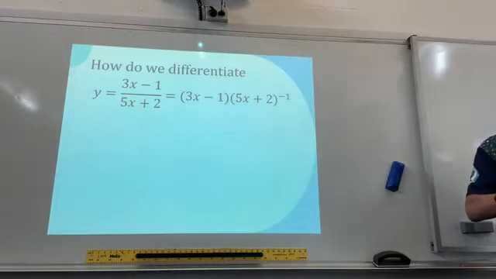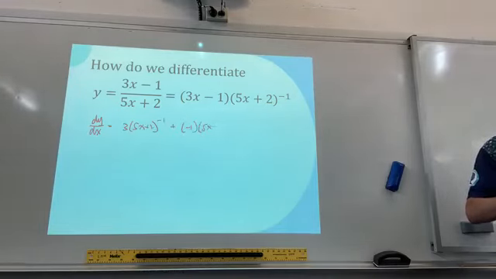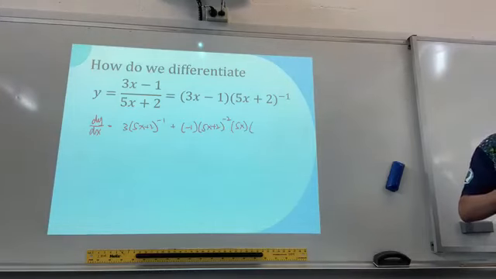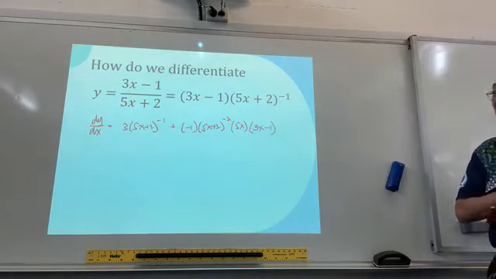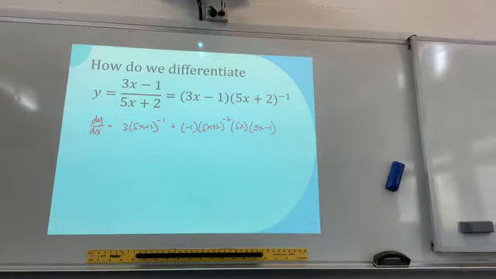So you have 3 times (5x plus 2) to the power of minus 1, plus minus 1 times (5x plus 2) to the power of minus 2, and you've got 5x multiplied by (3x minus 1). All right? Do you agree with me? Everyone agree with me?